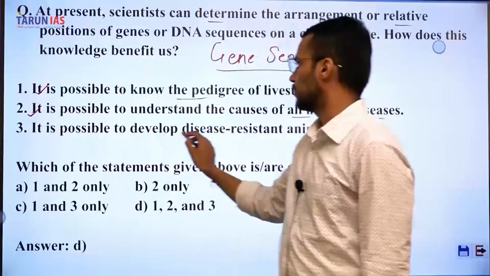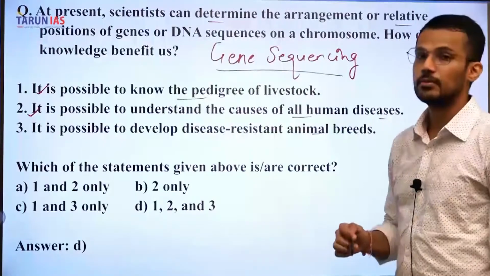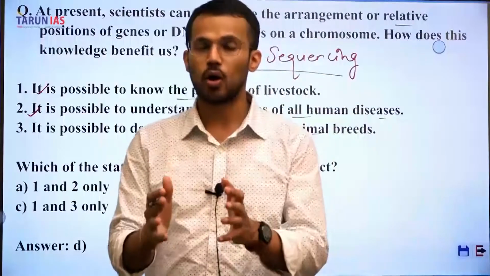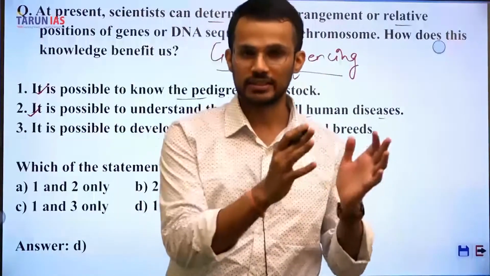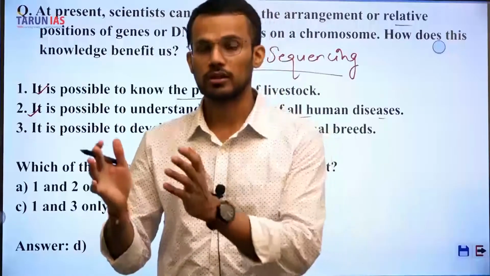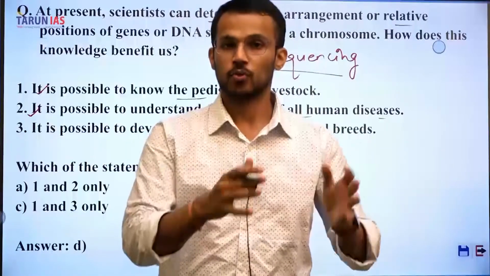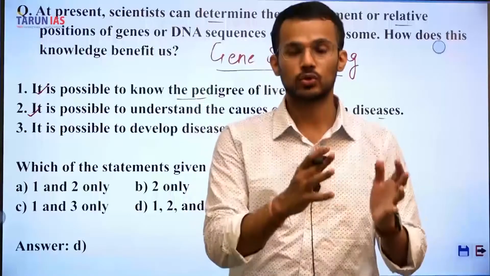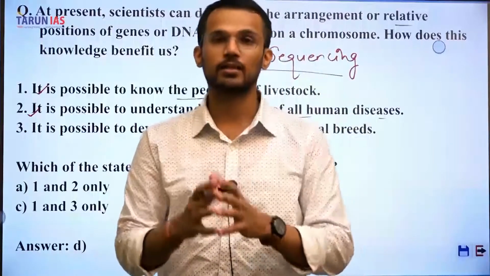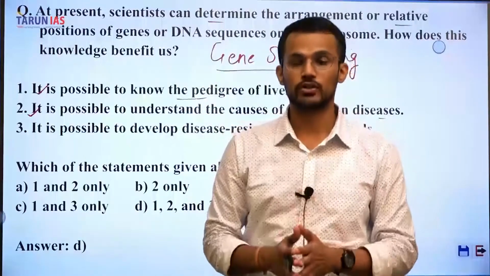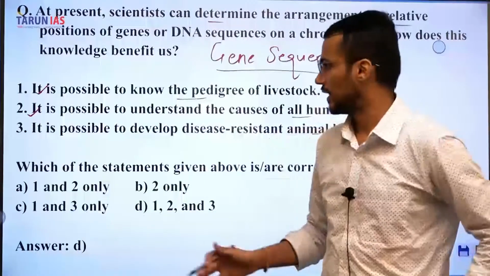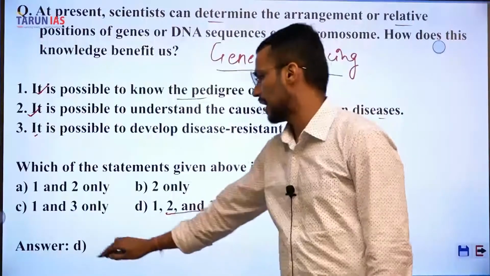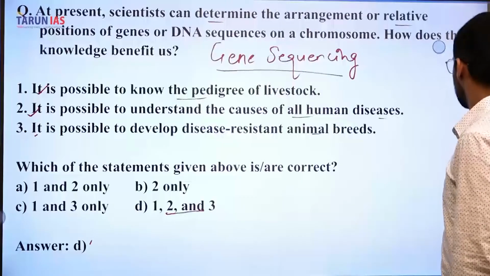Third statement, it is possible to develop disease resistant animal breeds. That is also possible, because once we are aware of the genes which are making this particular breed vulnerable, we can remove those genes or silence those genes so that the vulnerability of that animal breed is reduced with respect to various diseases. And hence even the third statement is correct. Hence all these statements are correct. Answer is D.